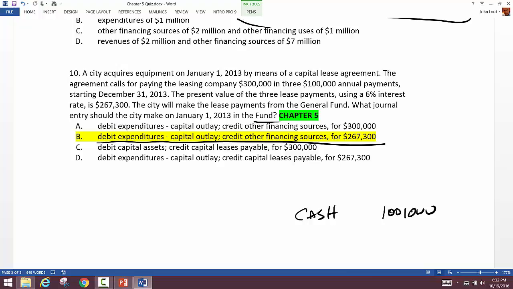No, let me give you a hint. The only credit in this journal entry is going to be the credit to cash. What payable? Where are we? Are we in the general fund? So you'd have to do other financing uses for that $100,000, right? Not under the current rules of the Government Accounting Standards Board, no. I'm going to debit expenditure for the $100,000 because I spent $100,000, didn't I?